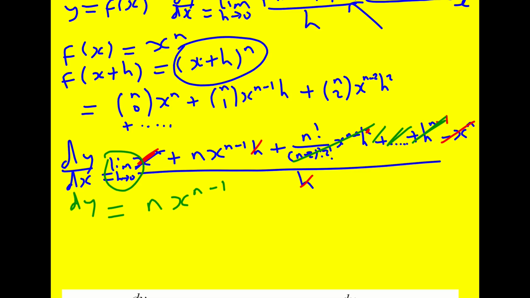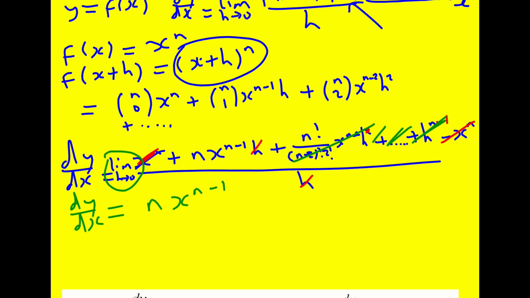And this is a proof then, when we've got x to the n, that dy by dx is actually n x to the n minus 1. What a simple formula. We simply multiply by the power and then reduce the power.